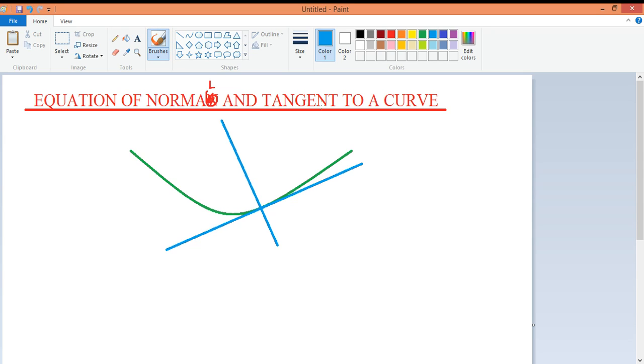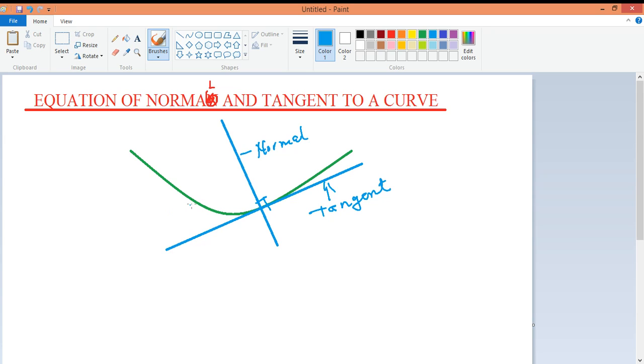So with this, the angle here is 90 degrees. The angle here is 90 degrees. So this is the normal, whereas this is the tangent. This is the normal and this is the tangent. So what we are coming to learn is how to find the equation of these two lines.